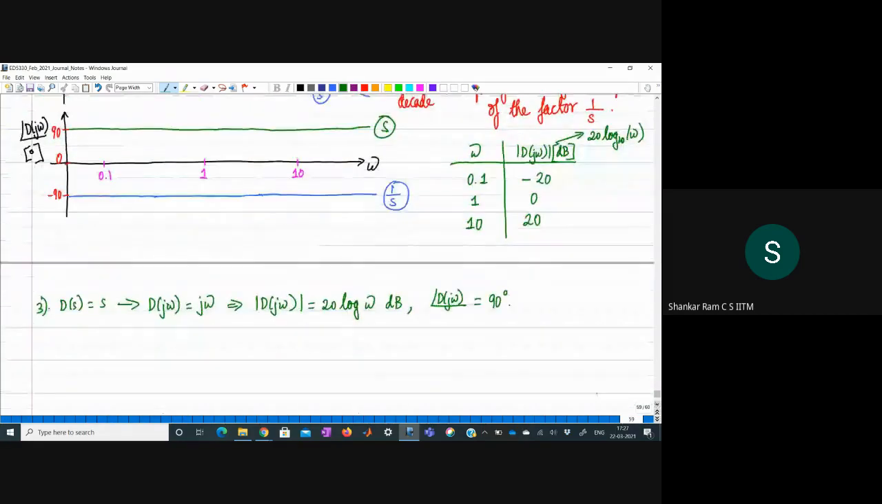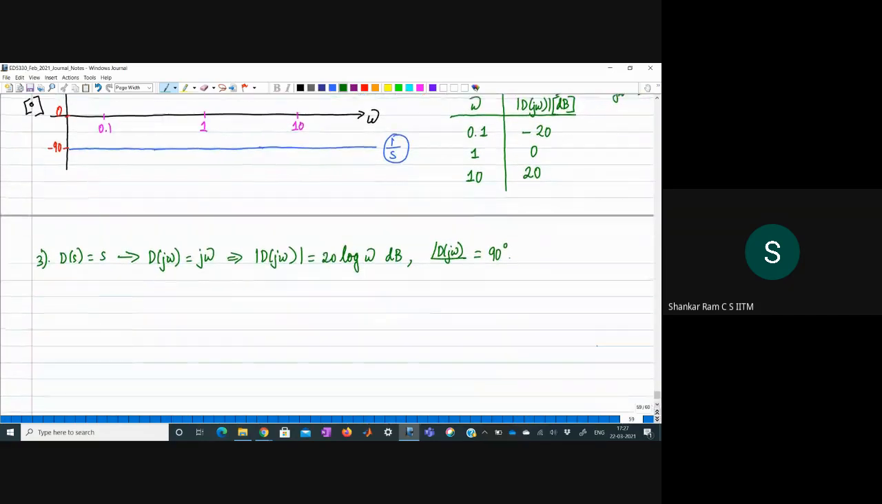All right. So I hope this exercise is clear, how we got the magnitude plot and the phase plot of the factor s. So now we go and look at 1 by Ts. Okay. Any questions?